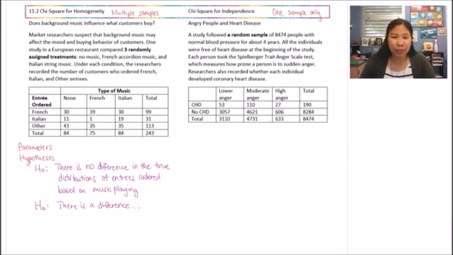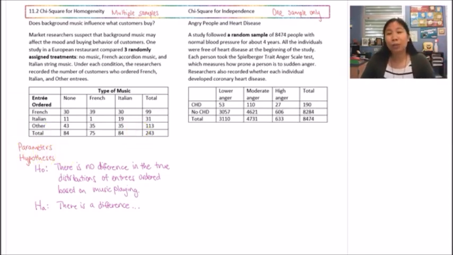For the chi-square test of homogeneity, we're trying to test whether each of these distributions of the different types of food that people ordered would be different based on the different types of music that they're listening to. Really what we have is like a goodness of fit test, but rather than them giving us the proportions that it should be equal to, we're comparing the different distributions instead. It's like we're running multiple goodness of fit tests at the same time.